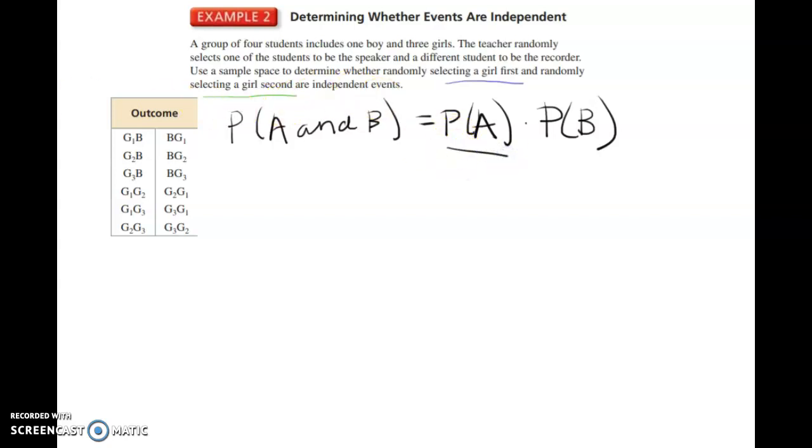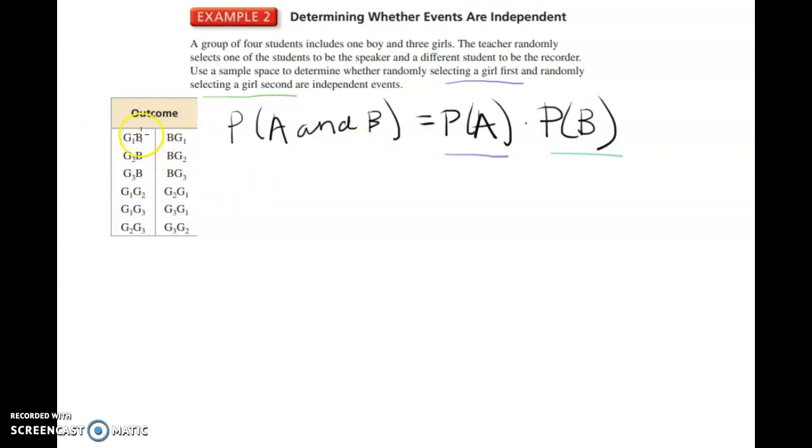So the blue one here is going to be A, and then our green one is going to be B. So first, let's figure out what's the probability of A and B. Basically, using this sample space here, what is the probability of selecting 2 girls? One girl first and then another girl second.